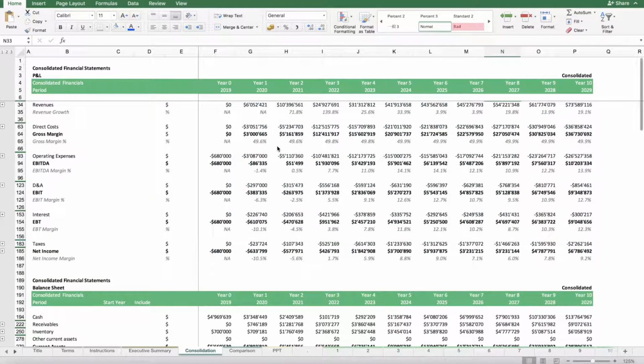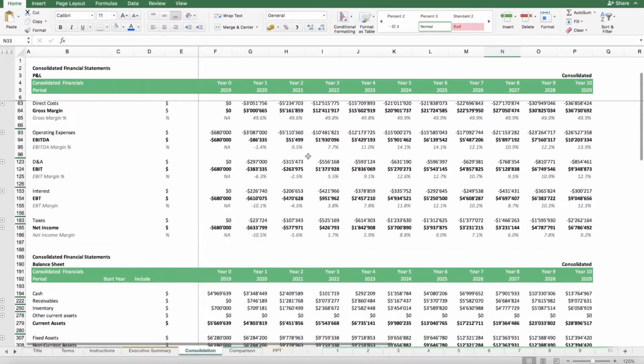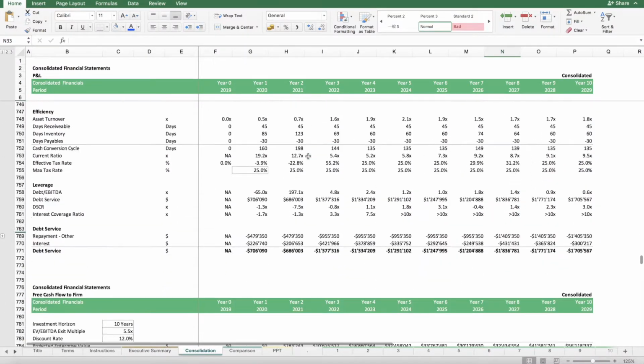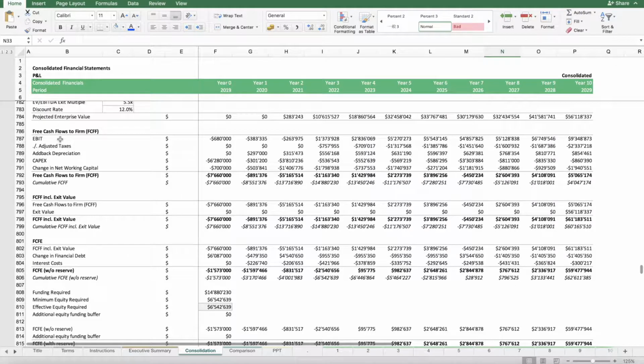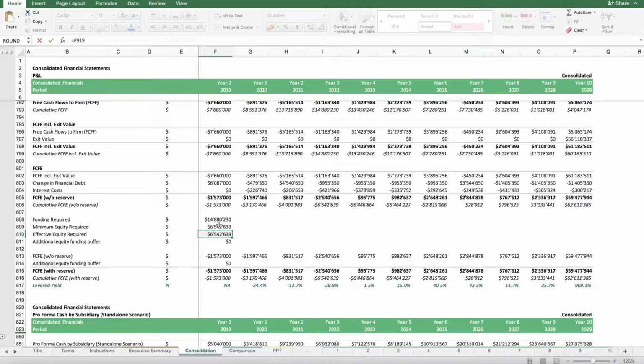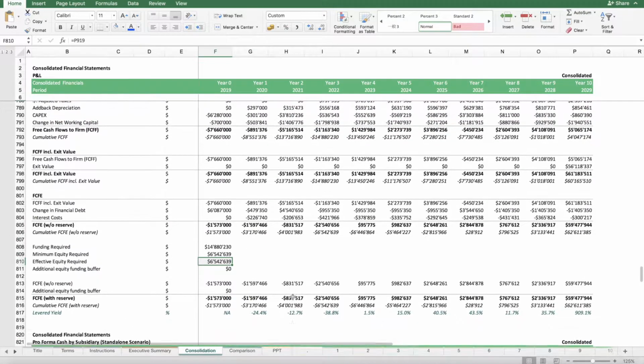For the overall consolidated financial statements, we have the 3-statement model: the income statement, balance sheet, and cash flow statements. We calculate all the financial metrics here. We also look at the consolidated free cash flows which this business generates, unlevered and then also on a levered basis. And we also figure out how much funding is required. In this case, this adds up quite a bit, but as we have a lot of debt financing obtained, we also have the equity ticket which is needed to finance this business.